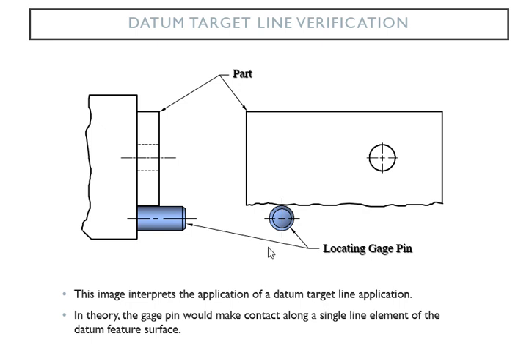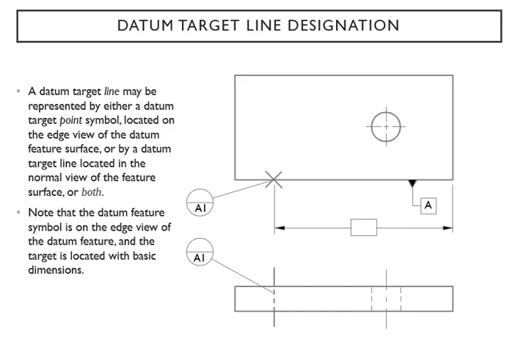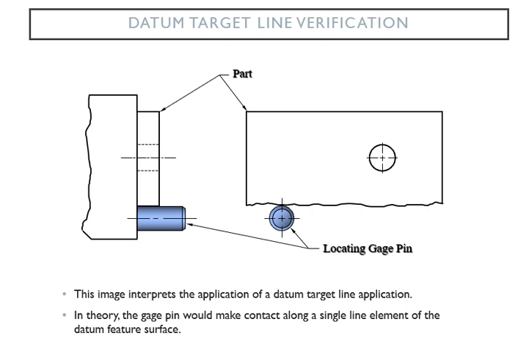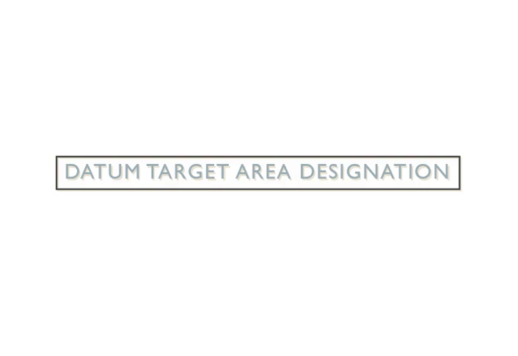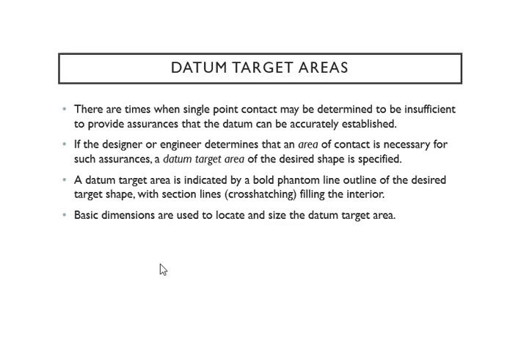So the gauge pin is going to make contact with your exaggerated, of course, single line element of that datum feature surface. So you can locate this by using this physical gauge. Okay, now area. Let's go into area.